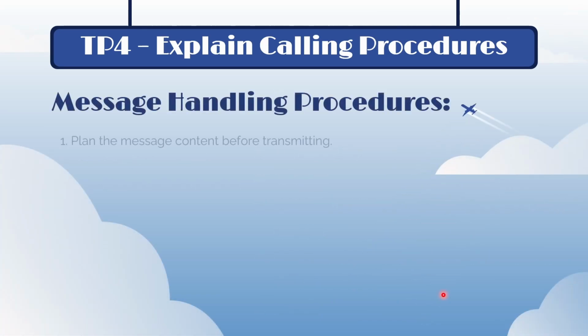So, message handling procedures. There are a few tips in general that you should be following. Firstly, you should plan the message content before transmitting. So you should think about what you want to say before actually saying it. More so, not just in general in life, but especially in the radio scenario, because near big airports there would be a lot of radio chatter. So you don't want to be holding the line and thinking of what to say. Just plan out what you want to say before you actually say it.